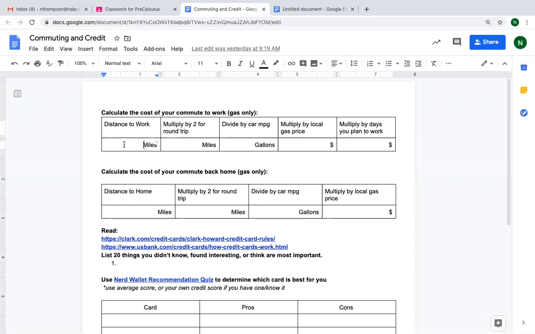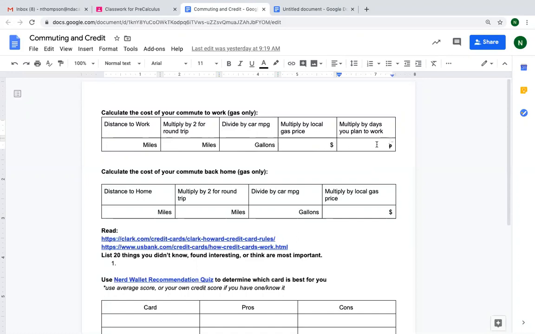You're going to calculate the distance to work, how many miles, multiply it by 2 for the fact that you'd be going to work and coming back home. So that's the round trip. Then divide by your car's miles per gallon. If you totaled your car and you need to get a new car, then go ahead and do that now and figure out your new MPG. Then multiply by the local gas price. Luckily for most of you right now, the gas price has dropped significantly.